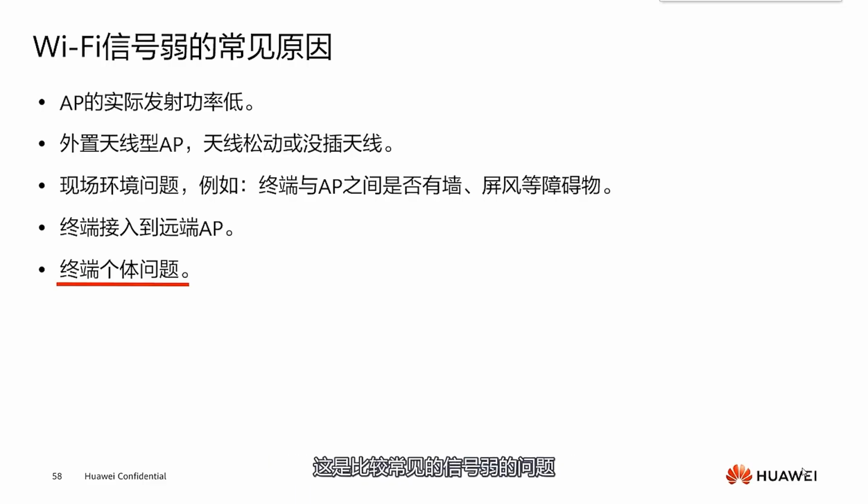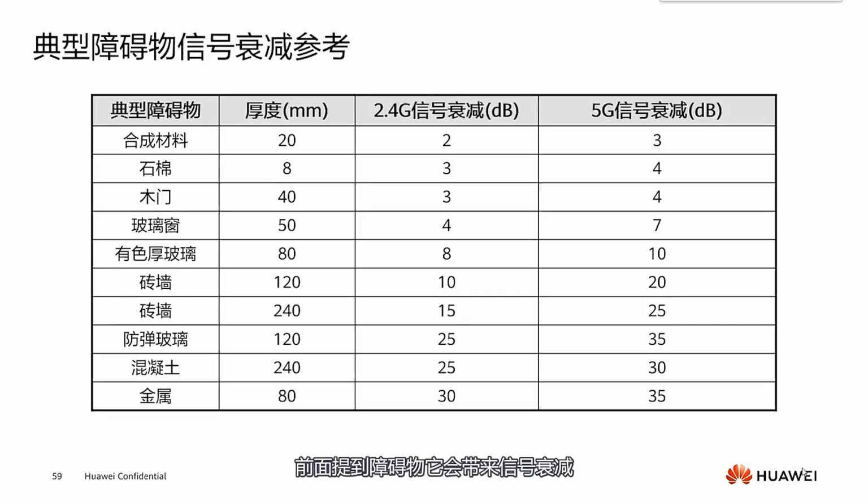Finally, there might be individual issues. The terminal itself might also have some problems. That could lead to these symptoms. These are common issues with weak signals. Earlier, we mentioned obstacles. They cause signal attenuation. Let's look at some typical obstacles.